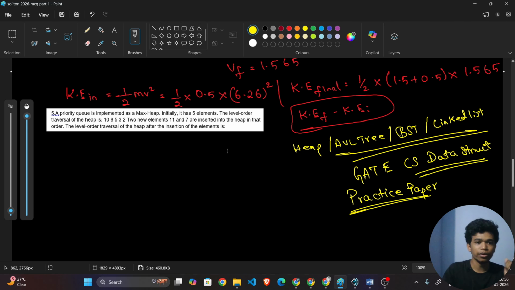Okay, now listen to this. Initially it has 5 elements. The level order traversal of the heap is 10, 8, 5, 3, 2.